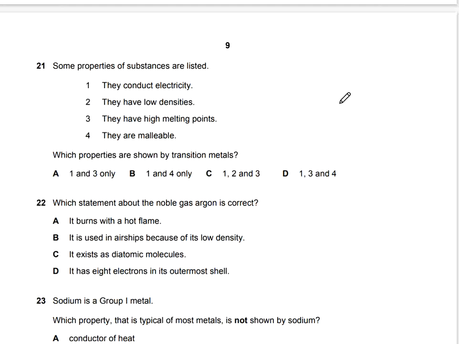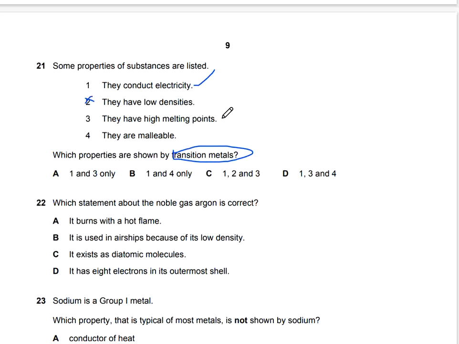Some properties of substances are listed. They conduct electricity, they have low densities, they have high melting points, and they are malleable. Which properties are shown by transition metals? So transition metals actually can conduct electricity, but they have very high density. So we will remove 2 here.